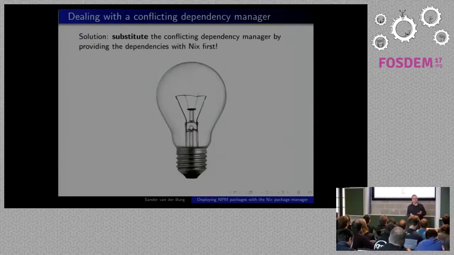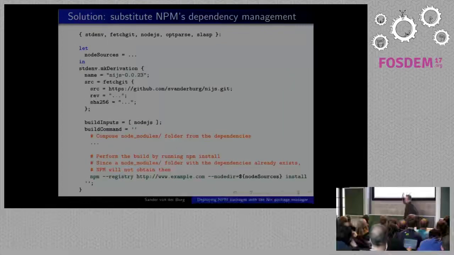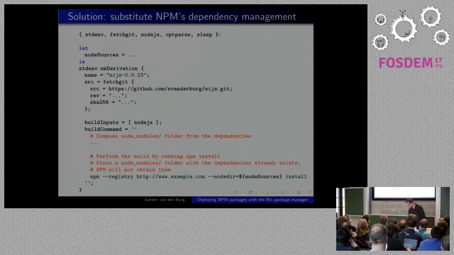Now, how can we deal with this conflict? The solution is actually quite simple, from a theoretical perspective at least: you just substitute the conflicting dependency manager by doing the dependency management yourself in the Nix environment. If you somehow fetch the dependencies yourself first, then npm doesn't have to install them anymore, right? That sounds very simple. So basically you could do something like this. This is the npm install instruction that I run in the Nix expression, and before that, I somehow obtain the Node dependencies I want, and I put them in the node_modules folder.